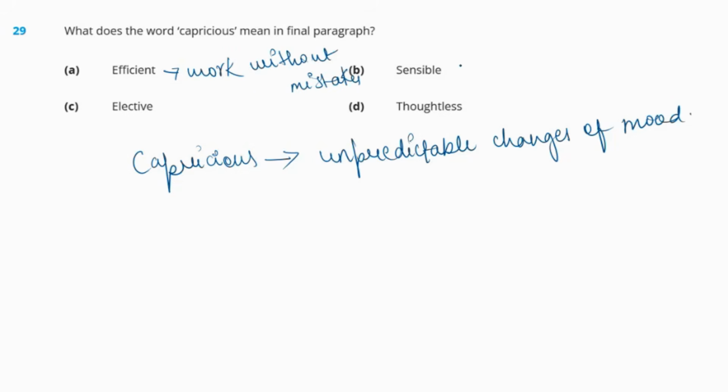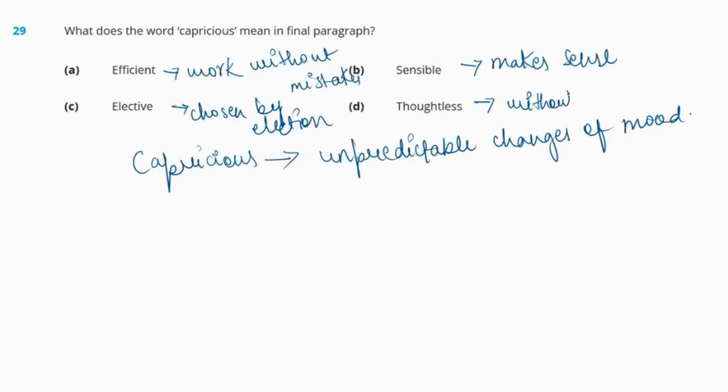Next word is sensible. So sensible means makes sense or something that is logical. Okay. Next is elective. So elective means chosen by election. Next and the last one is thoughtless. So what does thoughtless mean? Thoughtless means without any thought or without any consideration.